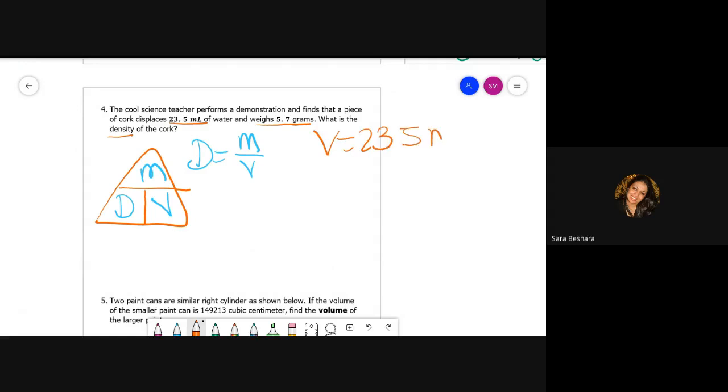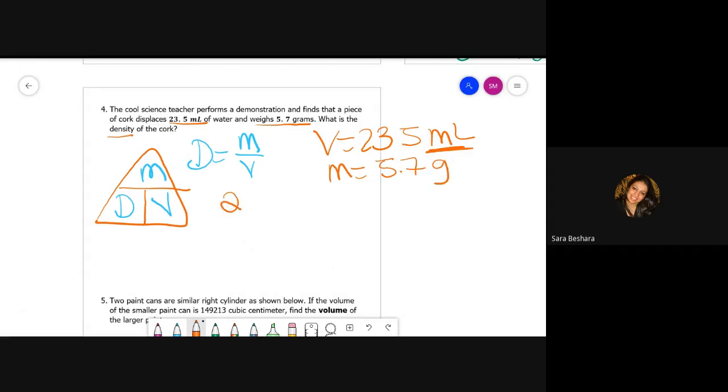There's two ways that this shows. First, it says ml. So liter is always a unit of volume. Displace. A piece of cork displaced, so that piece actually occupied that much of water. Weighs 5.7 grams. Already tells you that the mass is 5.7.